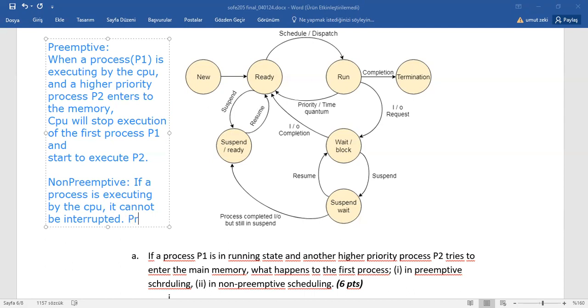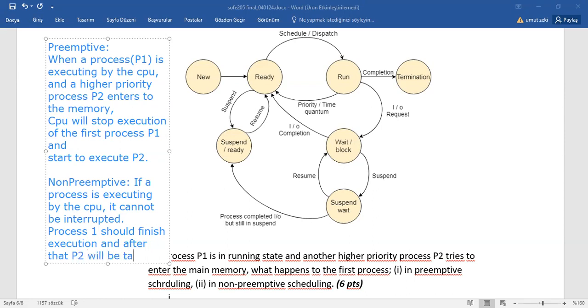So in non-preemptive, if a process is executing by the CPU, it cannot be interrupted. So process one should finish execution, and after that, process two will be taken by the CPU. So this is the difference between preemptive and non-preemptive. And this is the answer of question one, I mean, the first part.